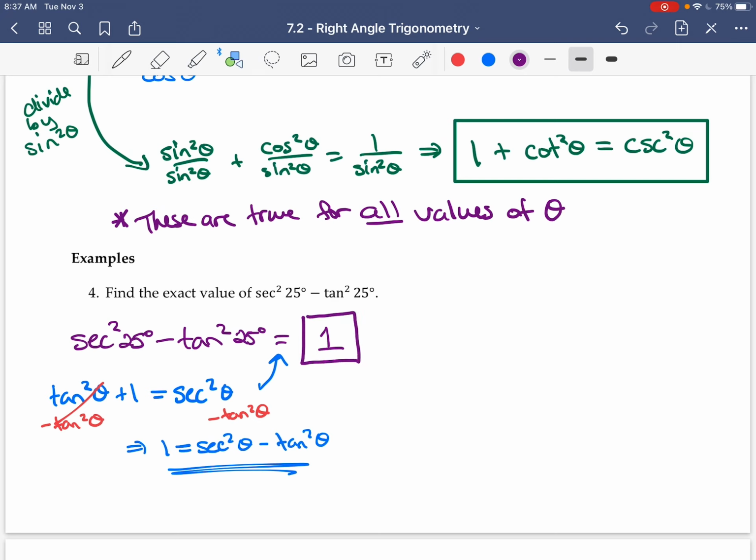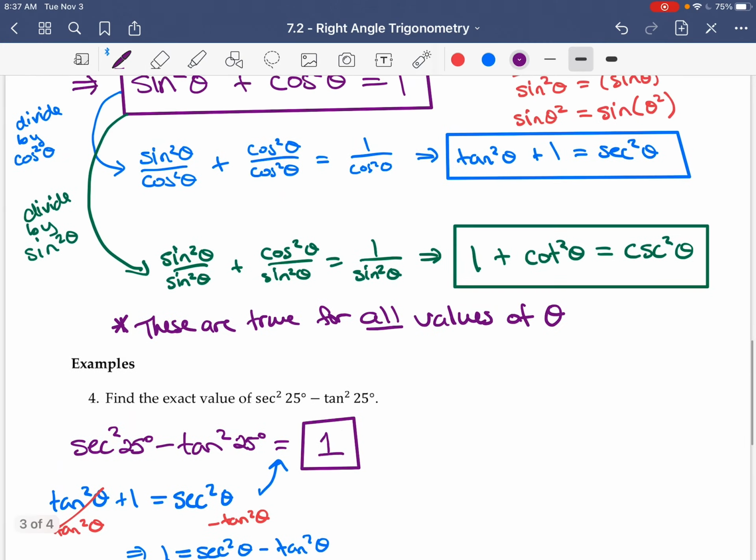And it would be true for all, it doesn't matter that it's 25 degrees. As long as they're the same, that would always be equal to 1. So that's using one of these. So you can obviously rearrange them as desired.